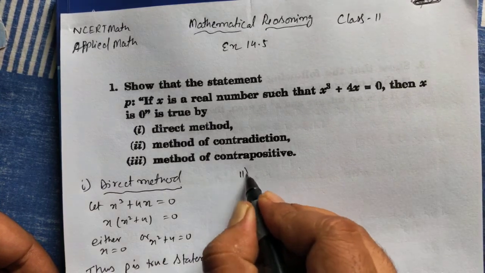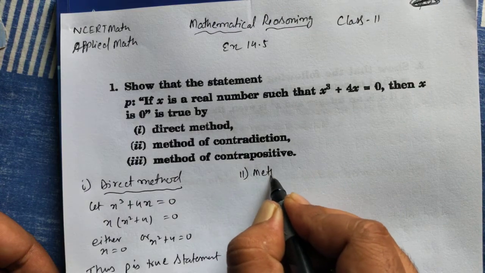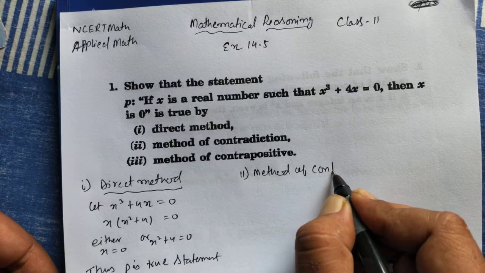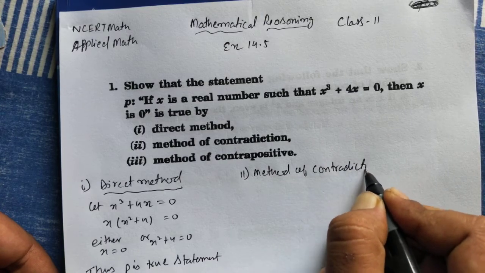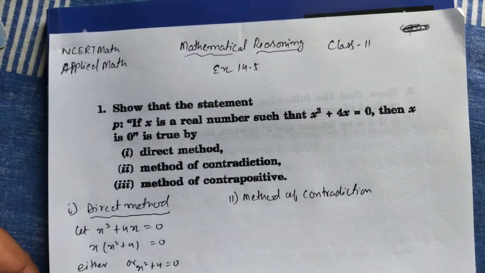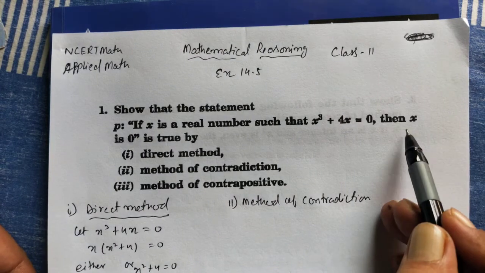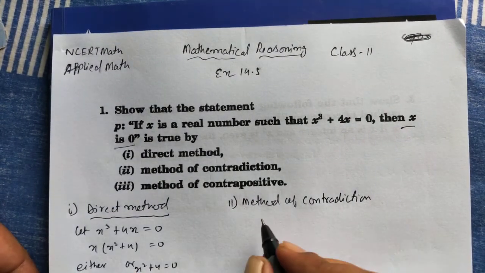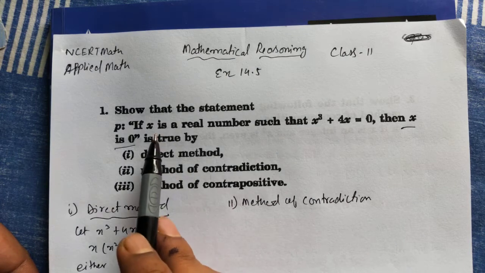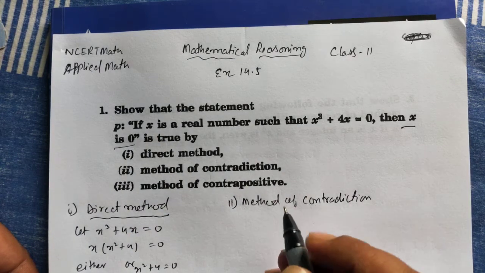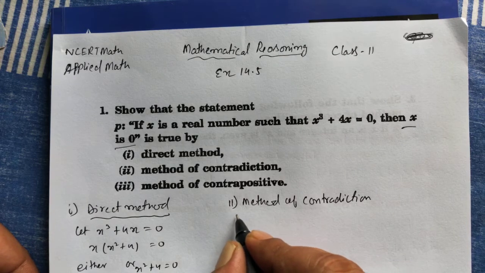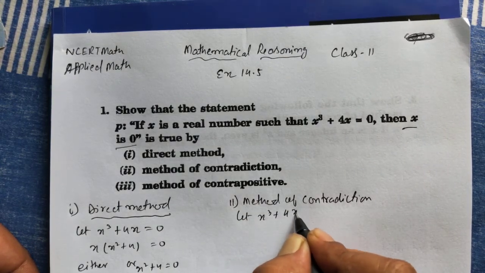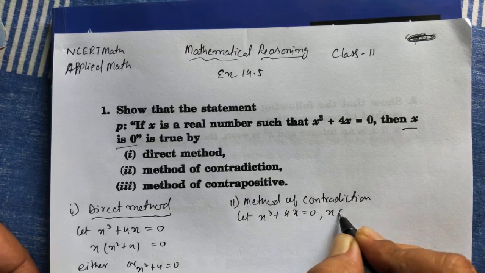Second is method of contradiction. Contradiction means, they said if x cube plus 4x is 0 then x is 0, so we'll consider x not 0. If it is not 0, we have to show that the statement is not true. So let x cube plus 4x equal to 0 for every x belonging to real numbers.